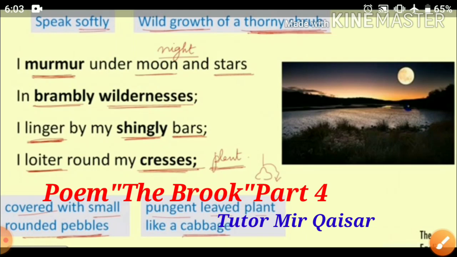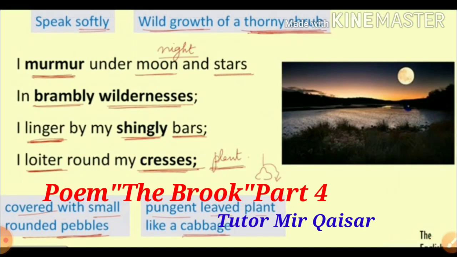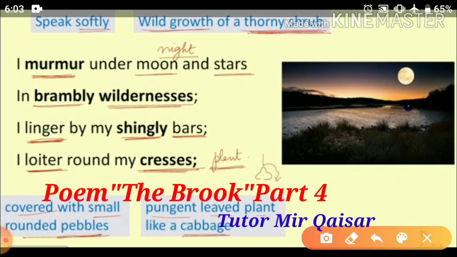Now let's move to stanza number 12. I murmur under moon and stars in Brambly wilderness. I linger by my shingly bars. I loiter round my crosses. I murmur. Murmur means speak softly, but here murmur refers to the soft sound of the brook while it runs.